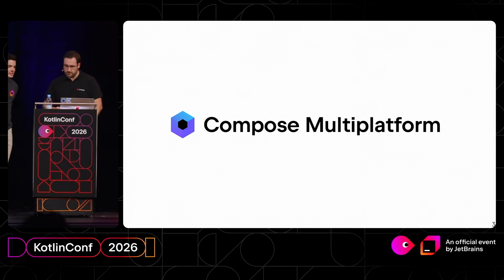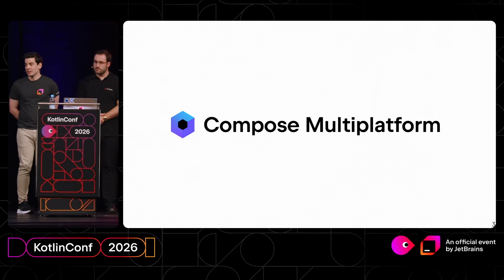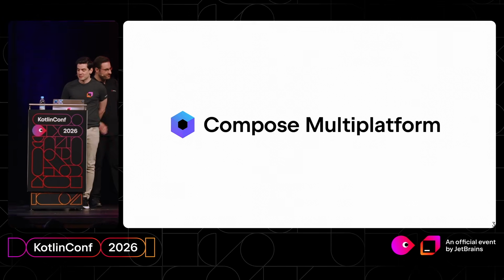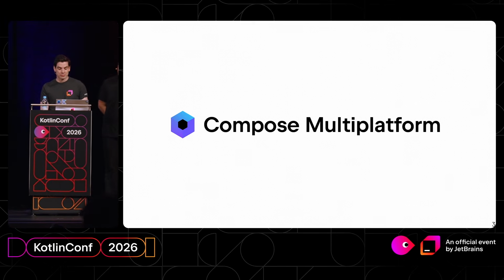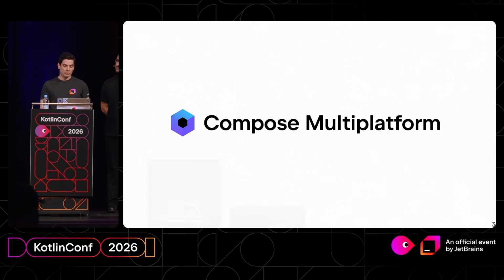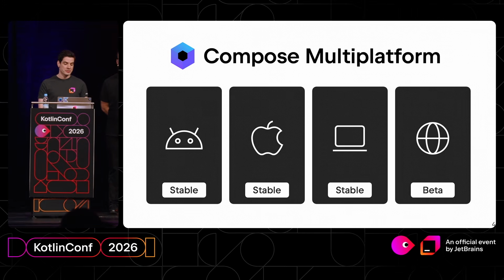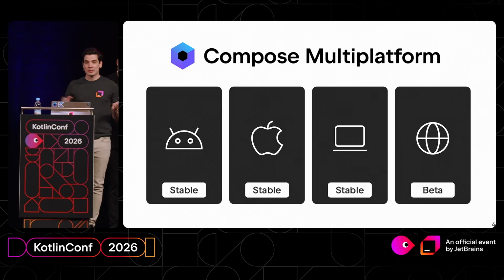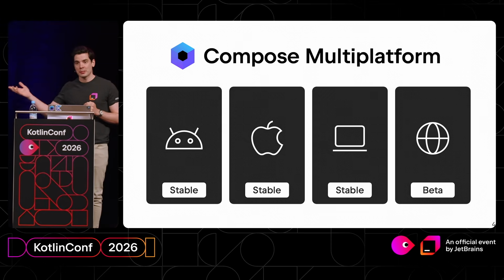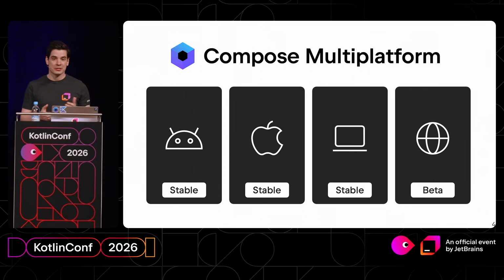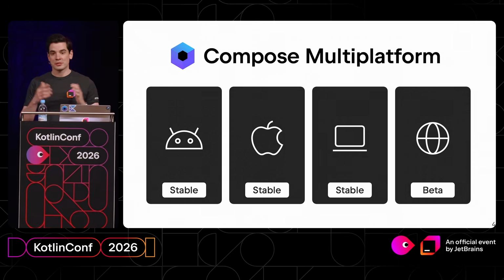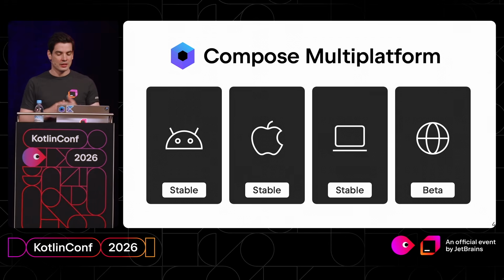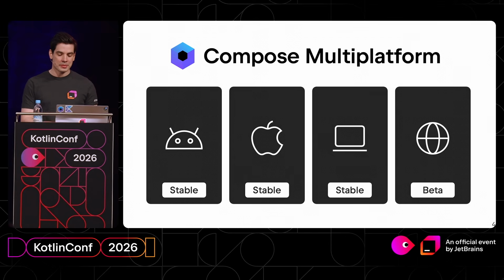OK, let's start at the start with what Compose Multiplatform is. It's a UI framework that allows you to build shared UI in Kotlin for all of our supported platforms, which are Android, iOS, desktop, and the web. It's already fully stable and production ready for mobile and desktop, and it's in beta for the web, which is a recent improvement. And so we're going to be looking at, for example, what's new in that web beta later on here.